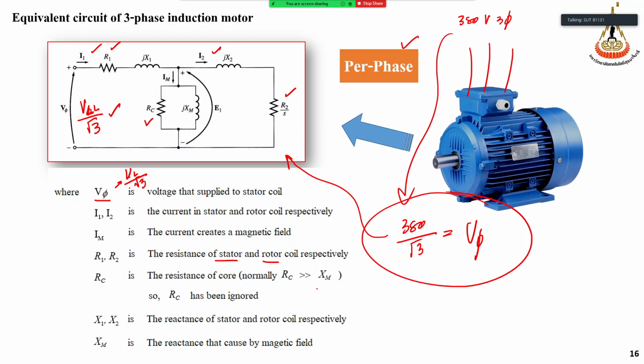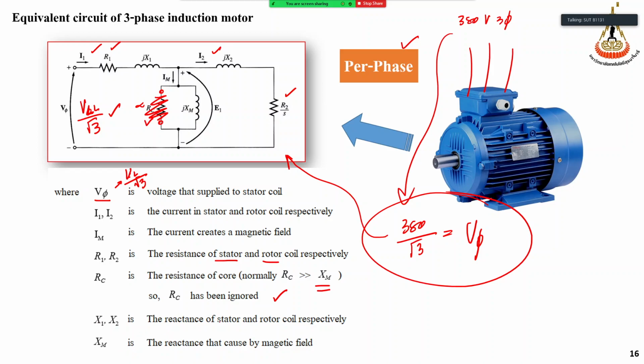And usually Rc is very large compared to Xm. So Rc is a very large value and can be substituted by an open circuit. So we can neglect Rc, because it's a very large value, almost an open circuit. So we can have only 5 parameters for analysis sometimes, for approximation. So we can neglect Rc.